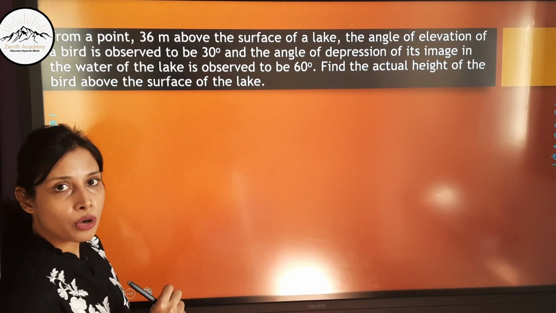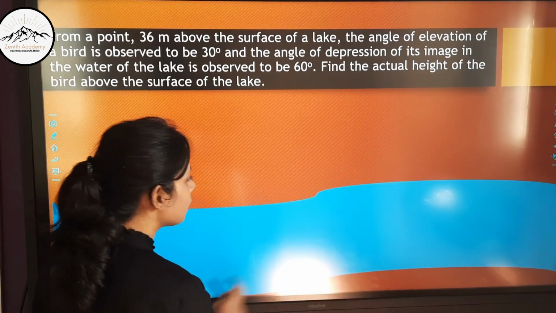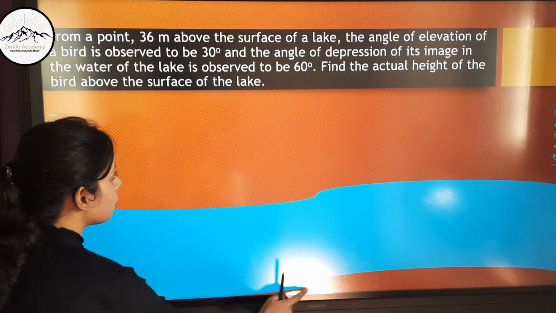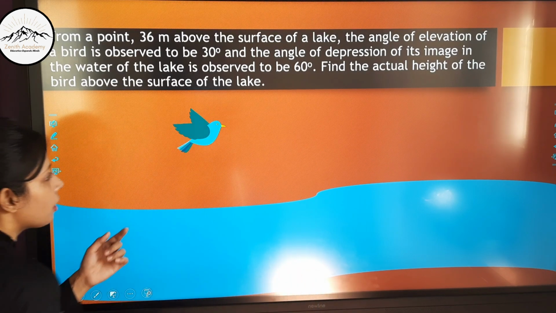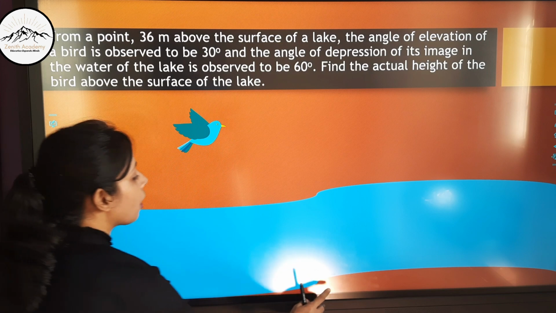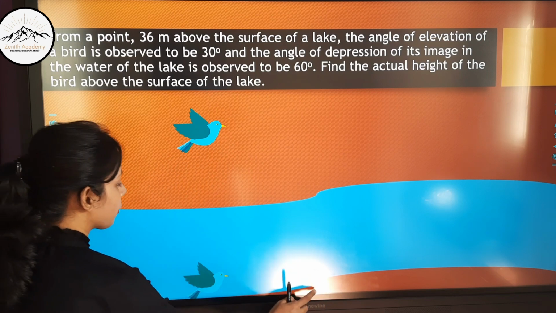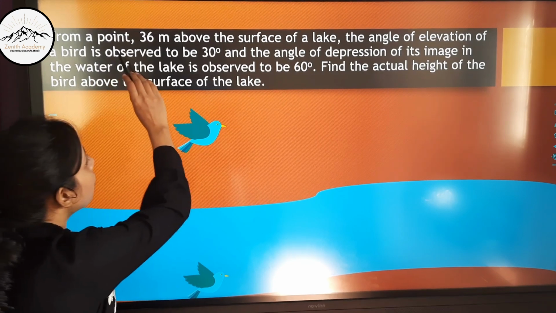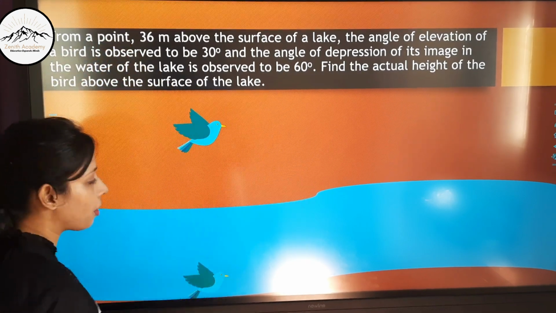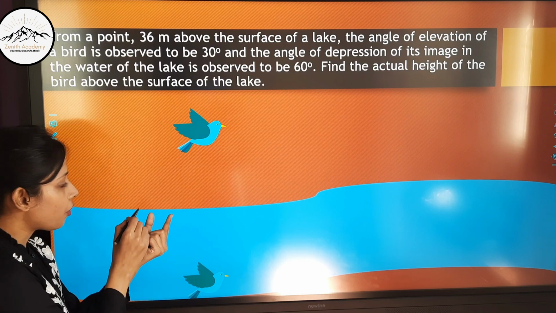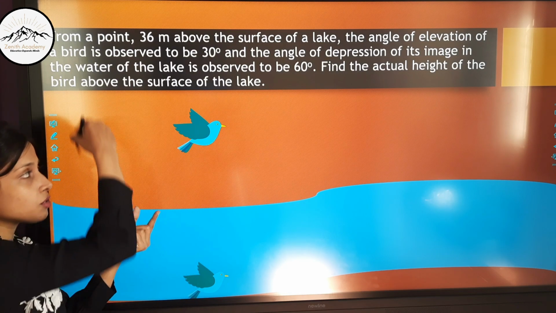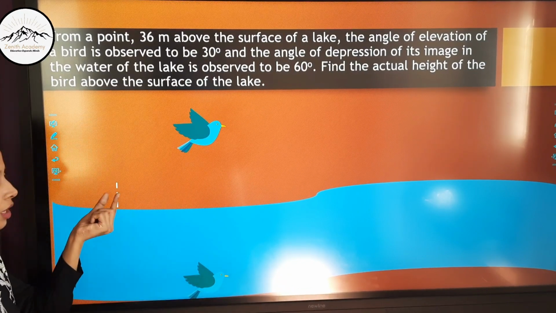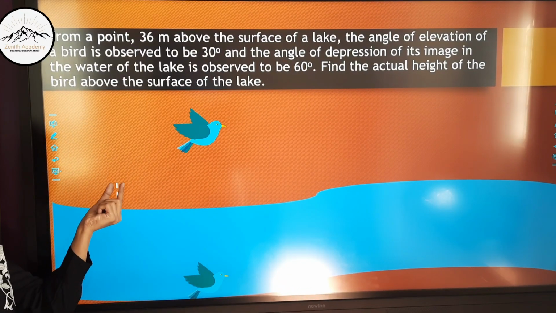So let's draw. Let's imagine, see, this is a lake. Now the bird is flying. This is flying above the lake. And this is its image forming in the lake. Now the question is saying from a point 36 meters above the lake. So above the lake and that also 36 meters above. So let's draw a line. Now say suppose this is 36 meters above the lake.